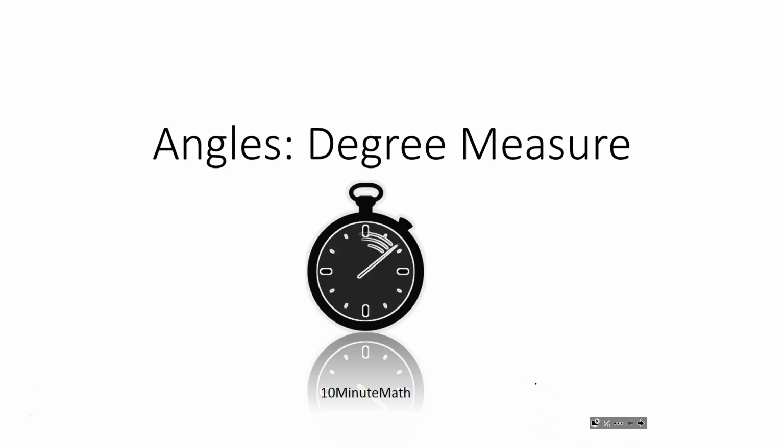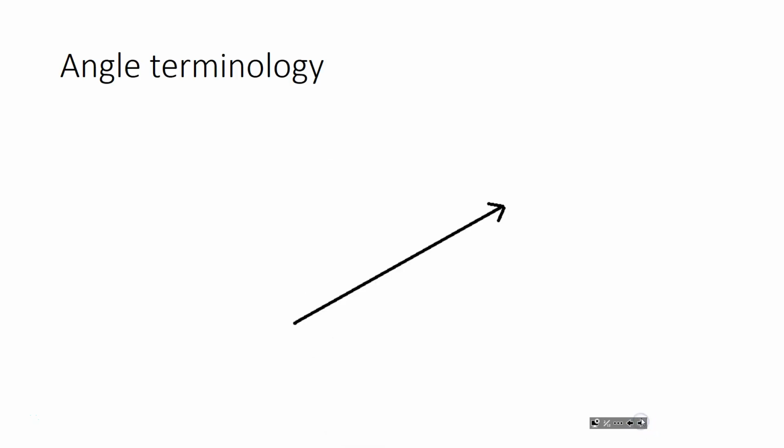Welcome. In this lesson we're going to look at angles, which are measured in degrees. Let's first start with a little terminology. In order to create an angle, we always have a starting point, which I'll mark here in blue, which is called the vertex.